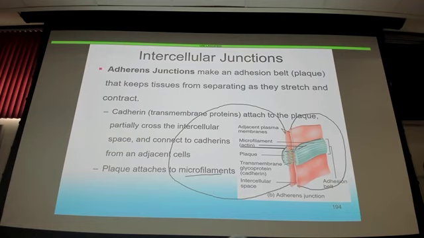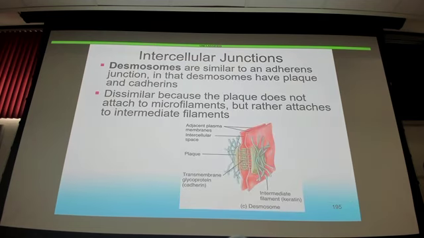So if you were just summarizing a slide like this for learning it, you'd say, adherens junctions form a plaque with the microfilaments in each cell and use cadherins to connect them between the cells. And cadherins are just transmembrane proteins that go out. Desmosomes are similar, almost in all ways to an adherens junction, except they're going to attach to intermediate filaments.